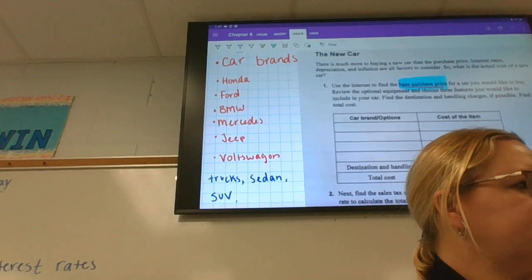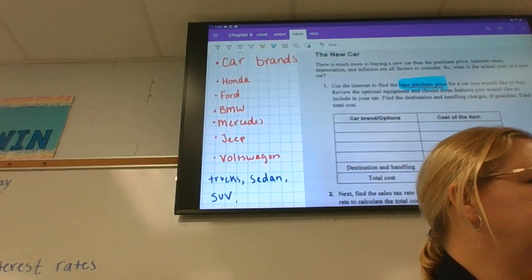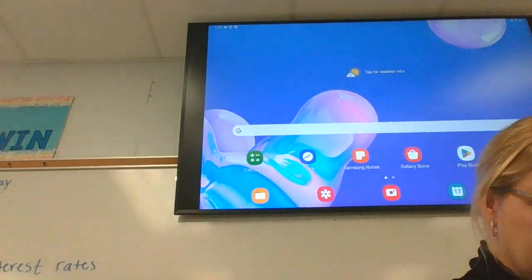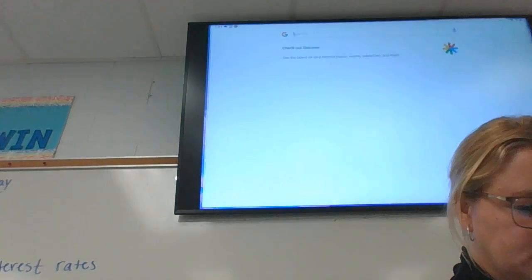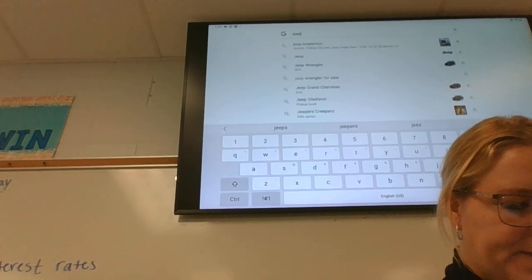G-Wagon out there. She didn't know it was Mercedes. I'm gonna start looking up one for you. You have that Fortnite card right front. G-Wagon.